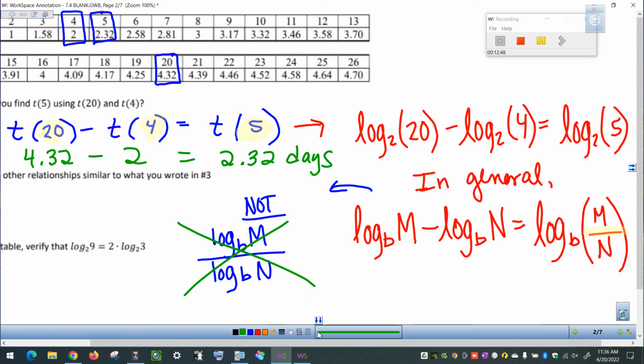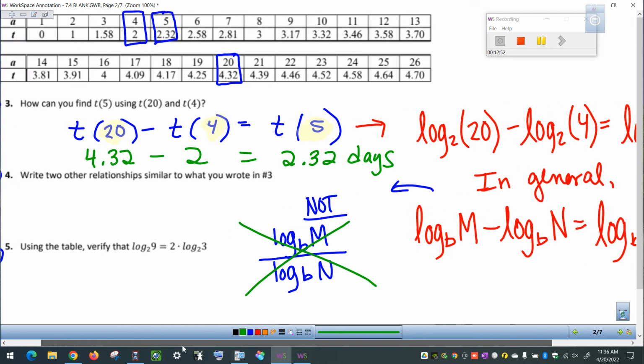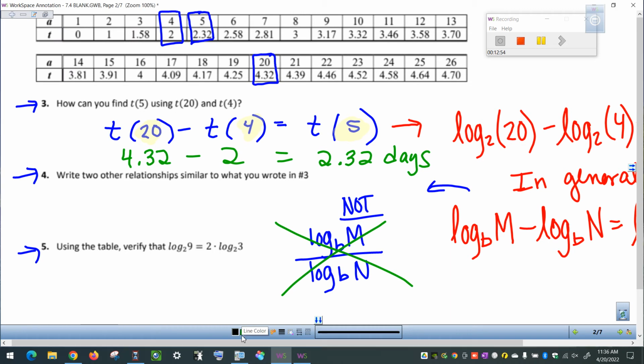All right, so that is our second property. And there's one more that we are looking at here. In part 5, it wanted us to take a look at our table and verify that log base 2 of 9 is equal to 2 times log base 2 of 3. So let's take a look at that. This first one here, this is just the time it takes to grow to a size of 9. So that is right here. It is 3.17 days.